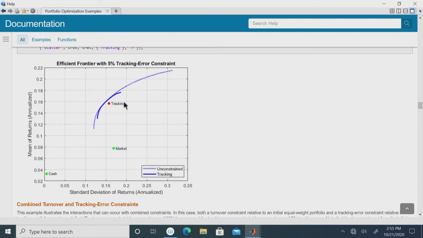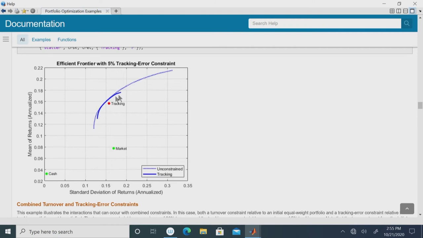And this red one is the tracking portfolio. So, this point here represents the expected return and risk of the tracking portfolio, which comprises those 9 assets that have been identified with an equal amount of weight being assigned to each of them. And then, on the basis of that, without tracking, this dotted line would be the efficient frontier.